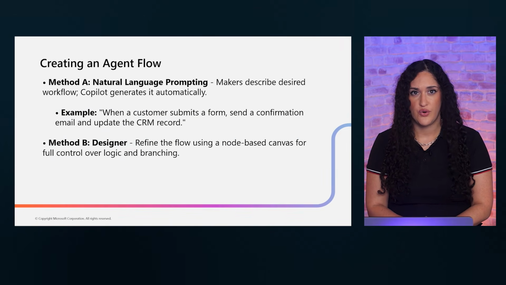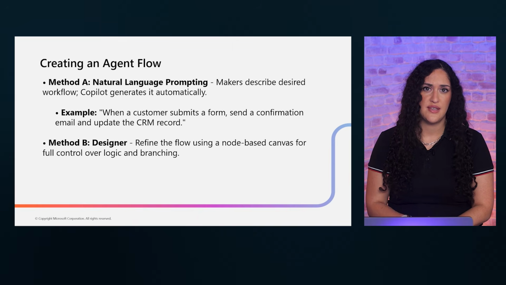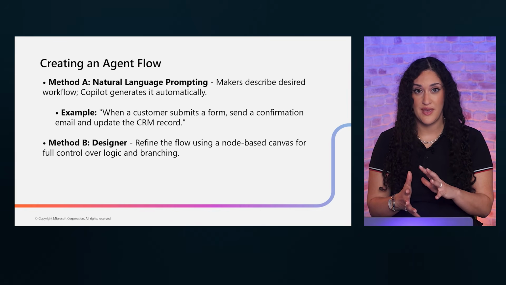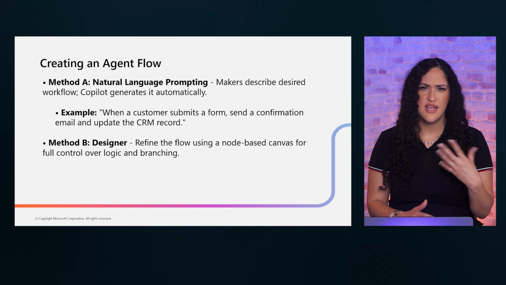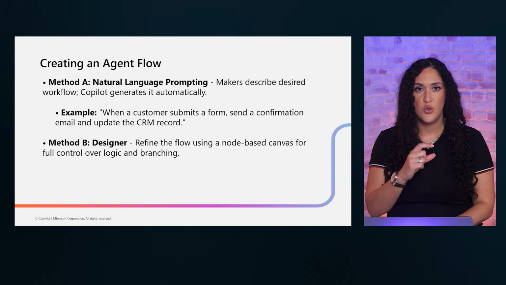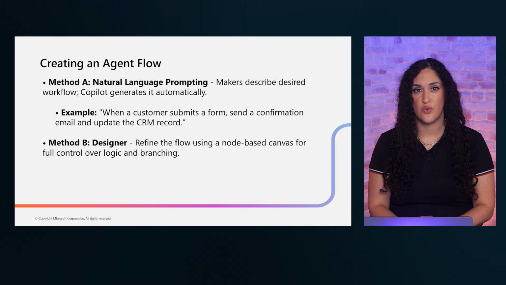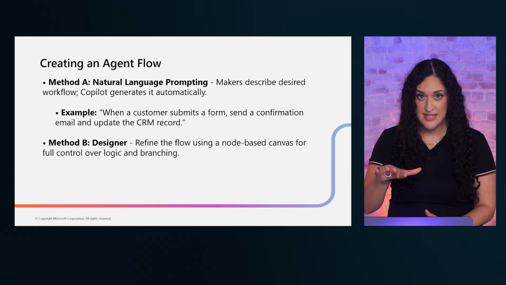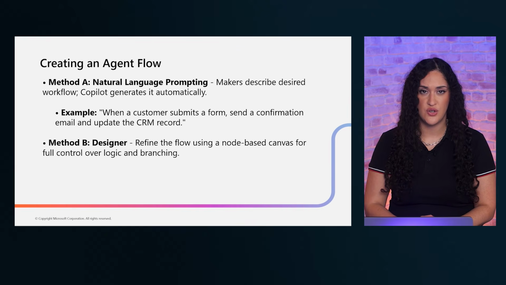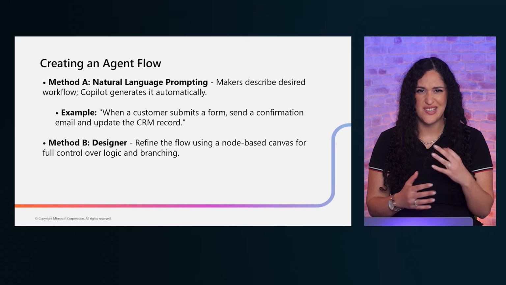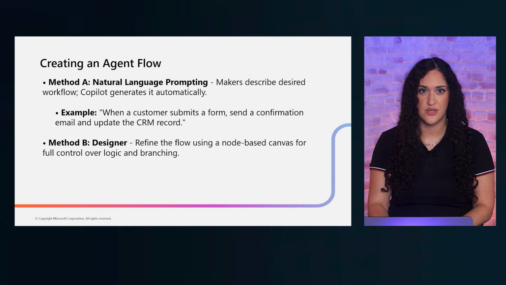We have two methods for creating agent flows. The first method is natural language prompting, where you describe the workflow you want and Copilot generates the flow for you. This is great for rapid prototyping and getting a working draft quickly. The second method is the visual designer, a node-based canvas that gives you full control over every step and condition. In practice, the best approach here is to start with natural language prompting, generate a baseline, then switch to the visual designer to refine and optimize. This combines speed with precision, which is exactly what you need in production-grade solutions.